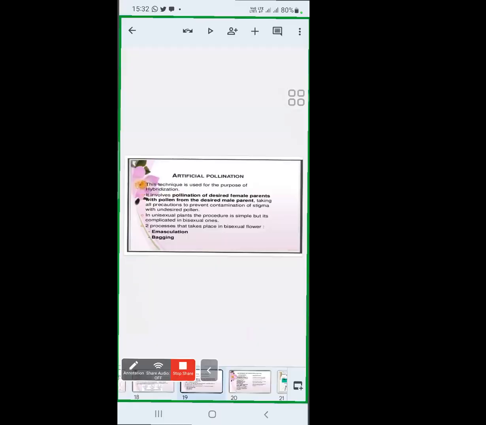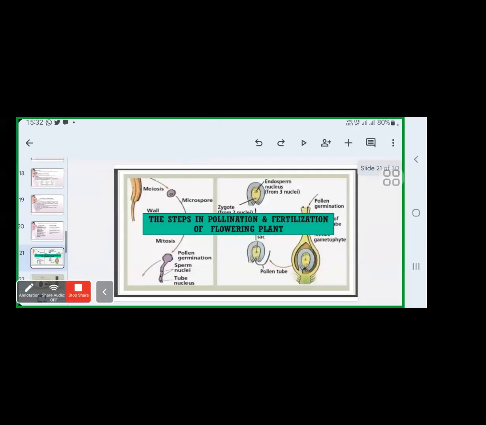So just like I will show, these are the steps in pollination and fertilization of the flowering plant. This is also known as pollen-pistil interaction. That means a series of processes occur from the time the pollen grain lands on the stigma to the time the sperm cell reaches the egg. This series of processes is called the pollen-pistil interaction.